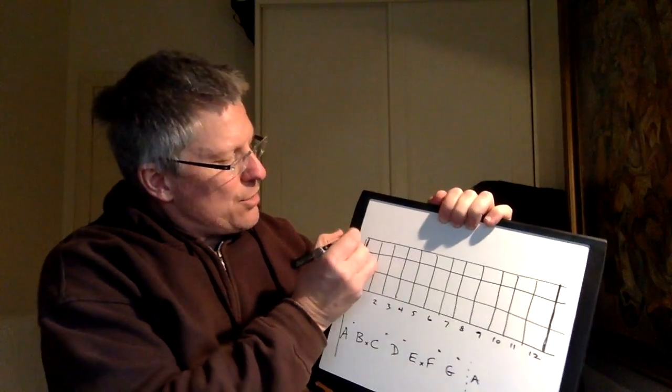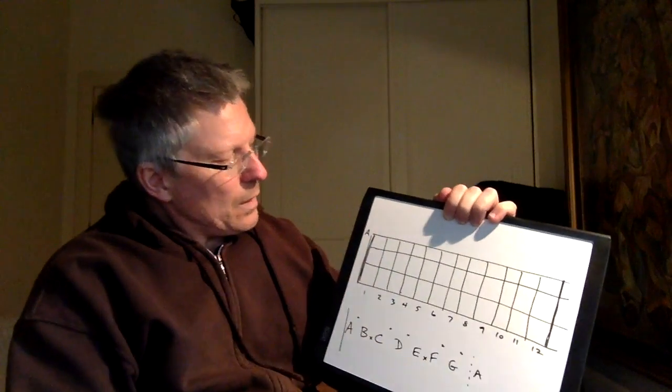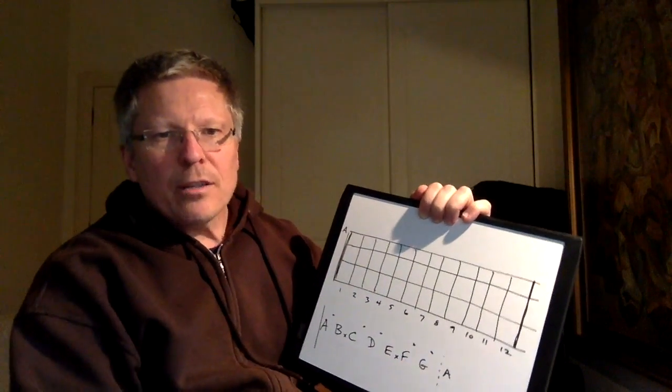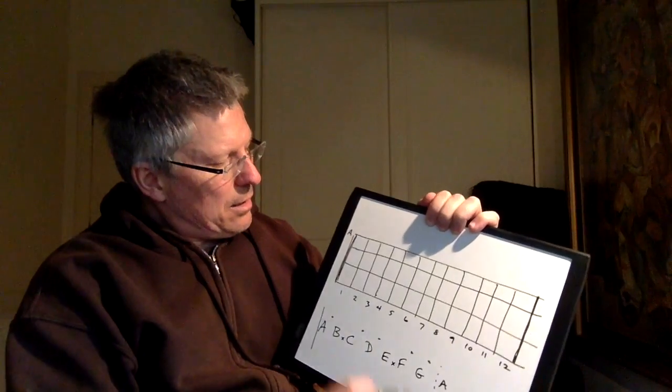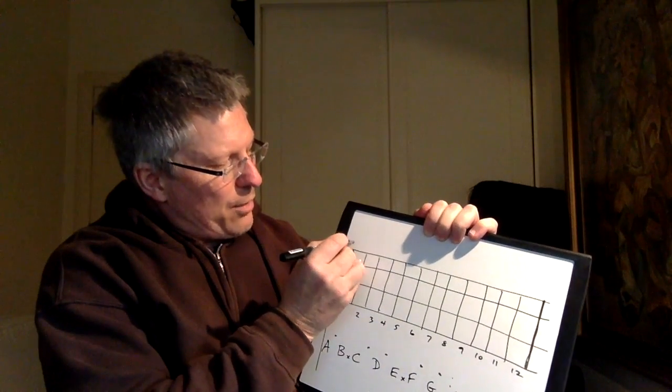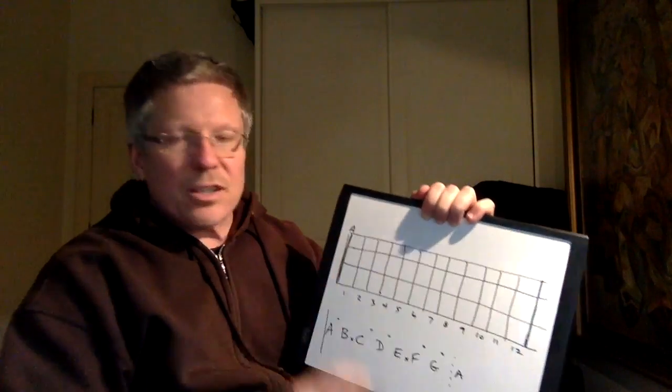So let's take our A string. Here it is, A. The first note, playing no frets at all, is going to be A. So that's the 0 fret. I'm going to put that right here. Imagine no frets at all.